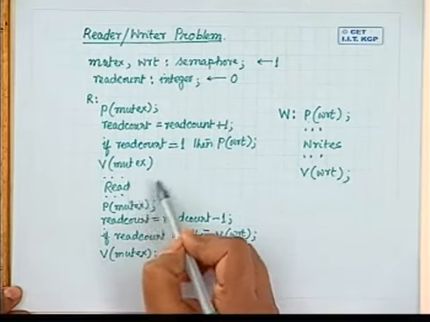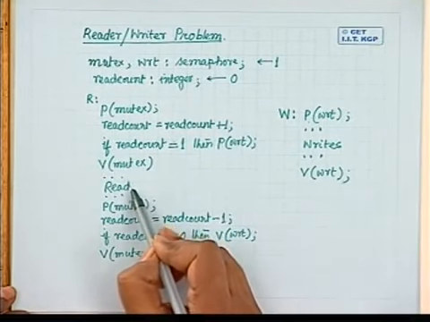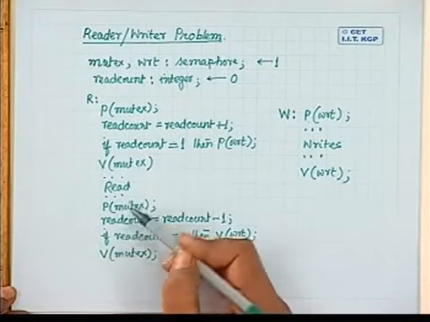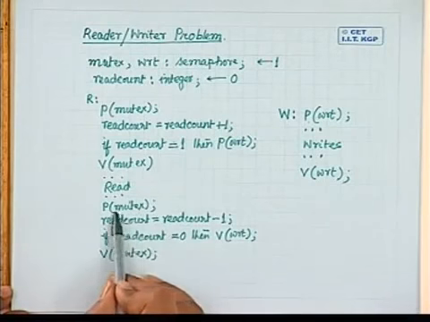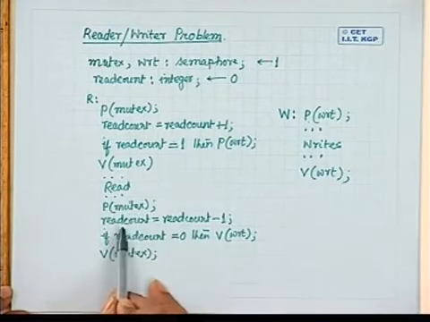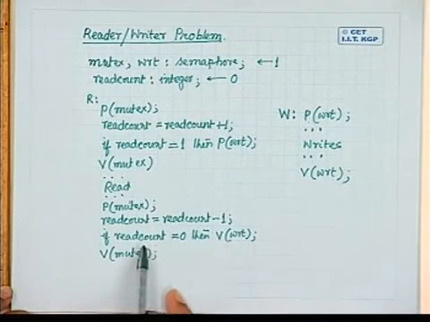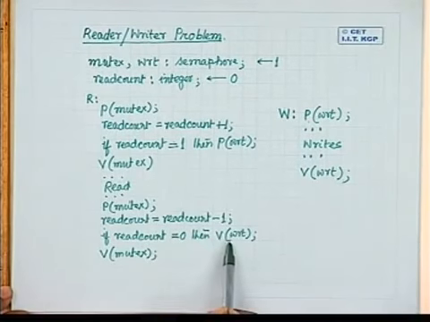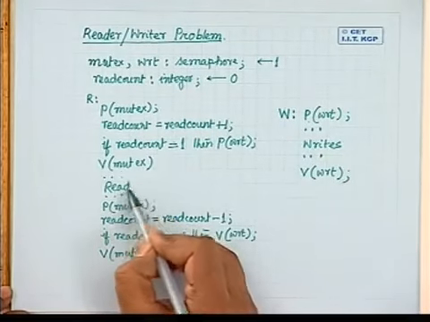Now, here you find that since there are two reader processes trying to read the content of the file simultaneously, they will also come out one after another. So the first process to come out will perform p mutex, decrement the read count. It will check what is the value of the read count. If read count equal to 0, then only it will perform v-write operation. Okay. Now we have two processes in this critical region.